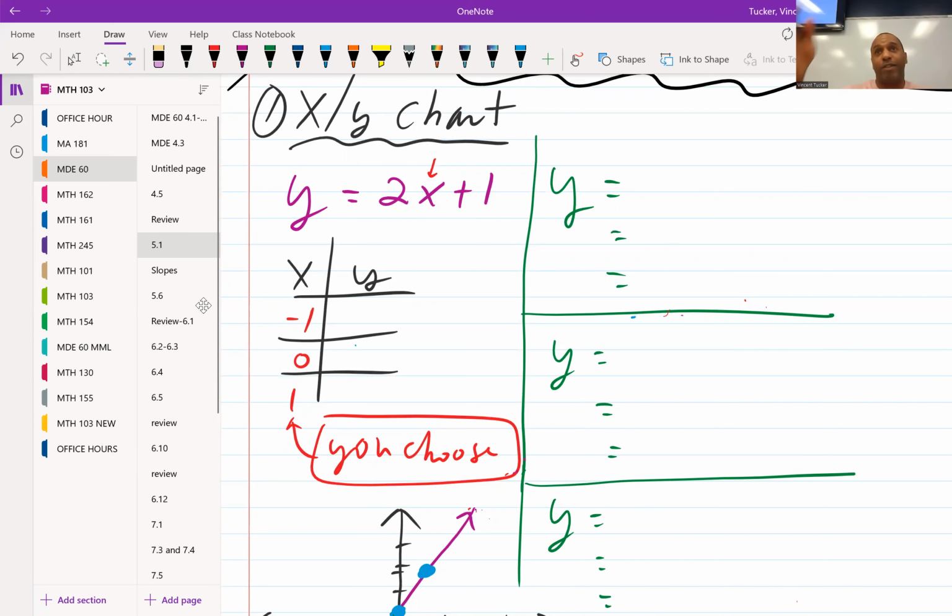If they give you a scale of -10 to +10 for your graph, you can't go over 10. You know what I mean? So you just have to make sure that whatever you choose, you can graph. I like to choose -1, 0, and 1.